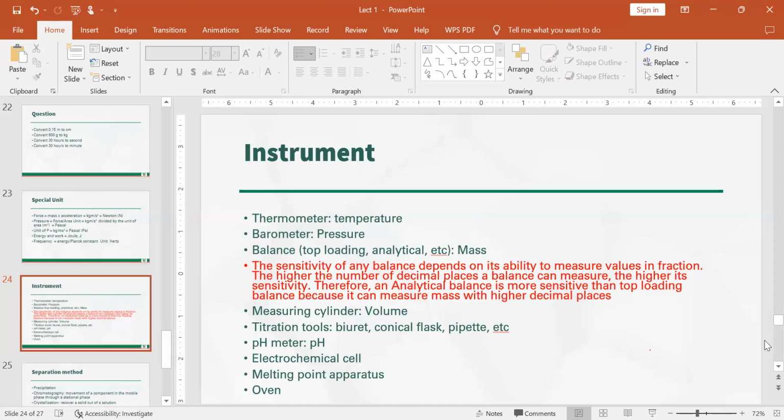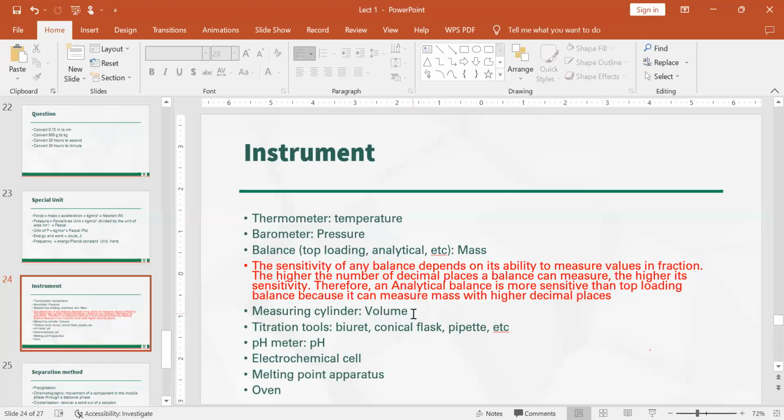So the sensitivity of any balance depends on the ability to measure values in fractions. The higher the number of decimal places a balance can measure, the more sensitive that balance is. Therefore, an analytical balance is more sensitive than a top loading balance because it can measure mass with higher decimal places. So that is the difference.